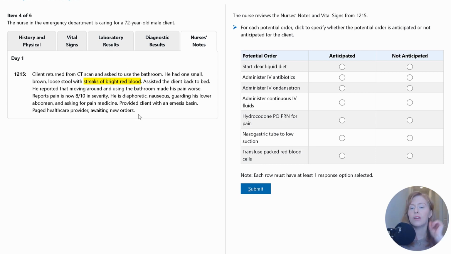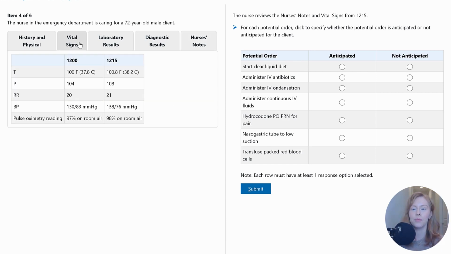He reported that moving around and using the bathroom made his pain worse. It's now 8 out of 10 in severity. He is diaphoretic, nauseous, he's guarding his lower abdomen, and he's asking for pain medicine. So we give him an emesis basin, page the healthcare provider, and we're awaiting new orders. And because we're a good nurse, we also got a new set of vital signs because he had this change in his status. And we see that now he's very febrile at 100.8.